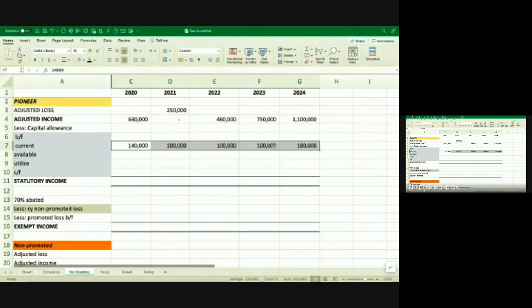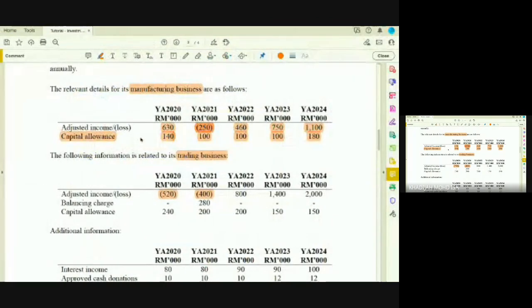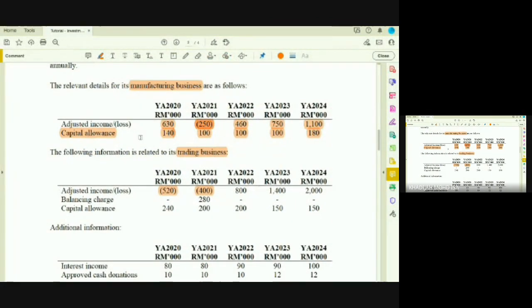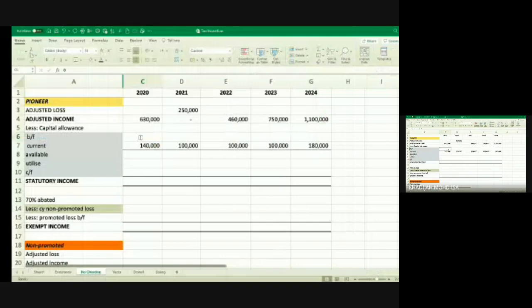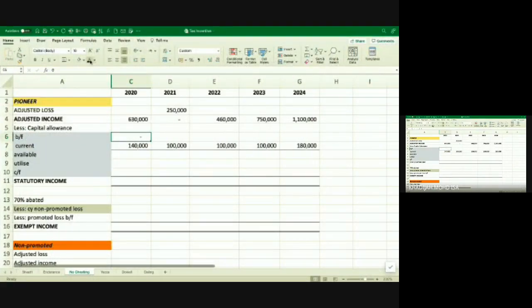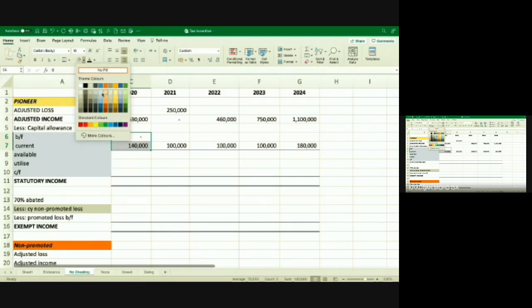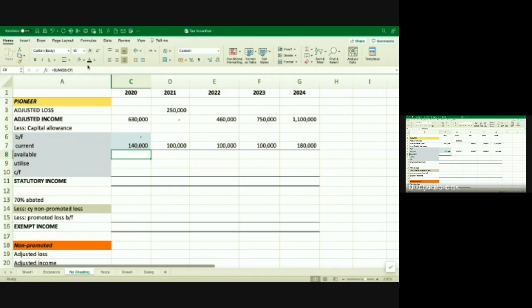Now you have that. Do you have any brought forward from the first year? No, I don't think so. So there's no brought forward capital allowance. So it's 0. So how much is available? Available is actually your brought forward plus your current. So when you have that, your available is actually 140,000.